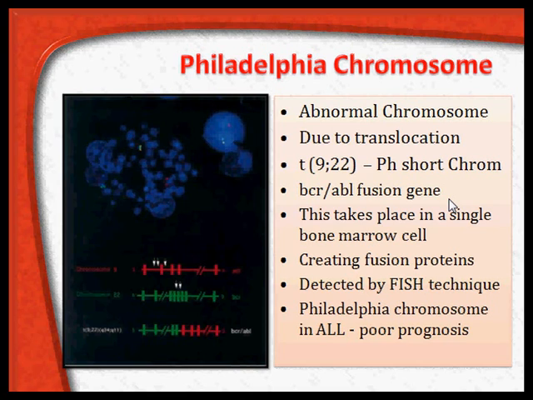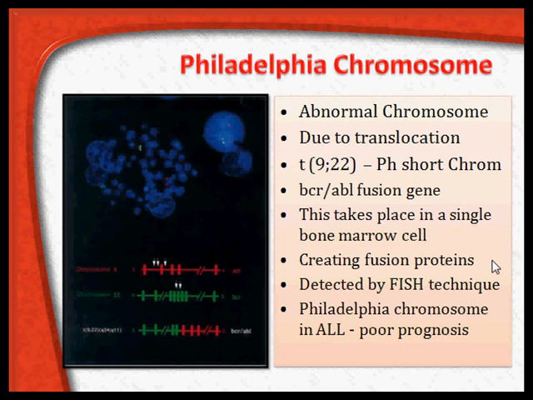There is a BCR-ABL fusion gene. The BCR gene of the 9th chromosome and the ABL gene of the 22nd chromosome are fused to produce a BCR-ABL fusion gene. This fusion gene triggers chronic myeloid leukemia. This takes place in a single bone marrow cell. That single cell wherein this Philadelphia chromosome is formed due to translocation multiplies and clones, becoming more and more, and ultimately the whole bone marrow and blood is invaded by chronic myeloid leukemia cells, creating fusion proteins.